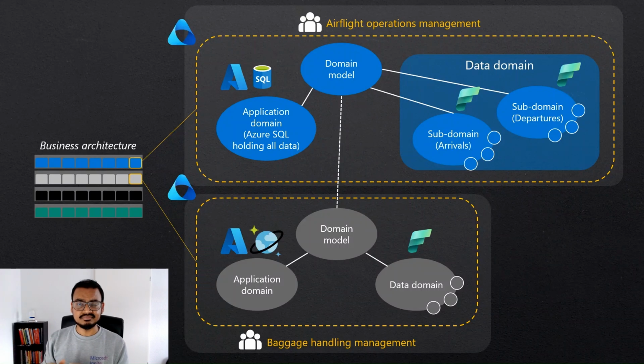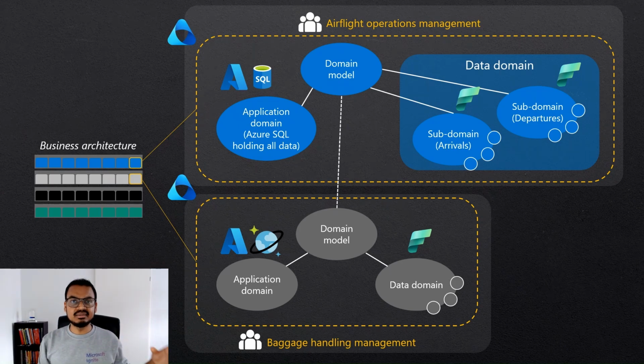Going back to our example, we defined our fictitious airline company, which we named Oceanic Airlines. Within Oceanic Airlines, we picked up two different domains. One was air flight operations management, and the second one was baggage handling. As you can see in the slide, we defined the different products and where they play a role. We talked about domains, domain models, data domains, and application domains.